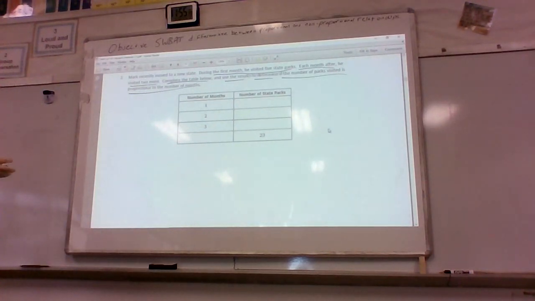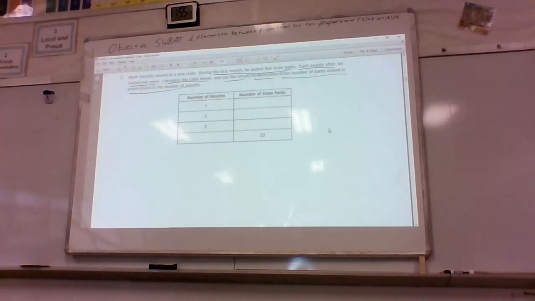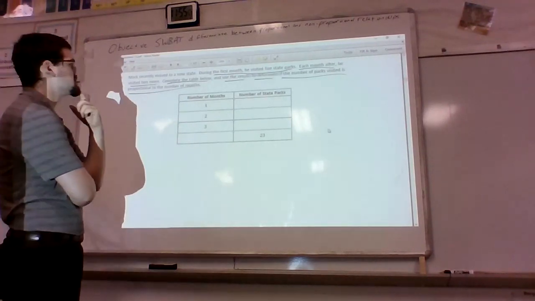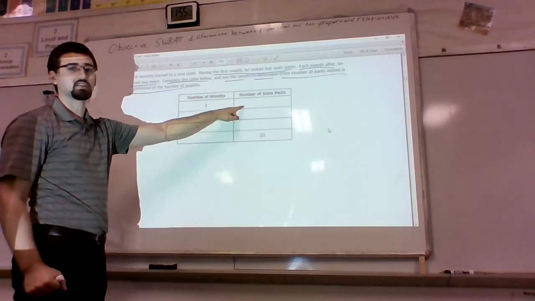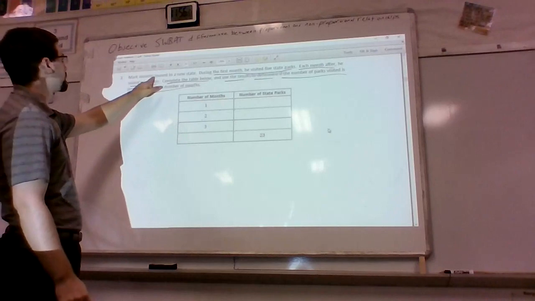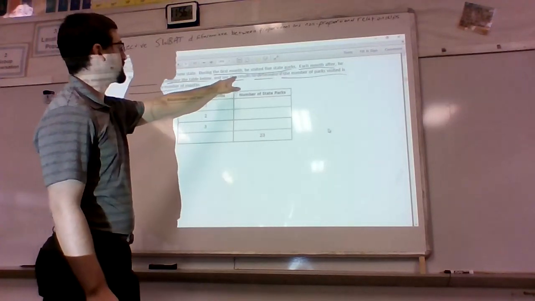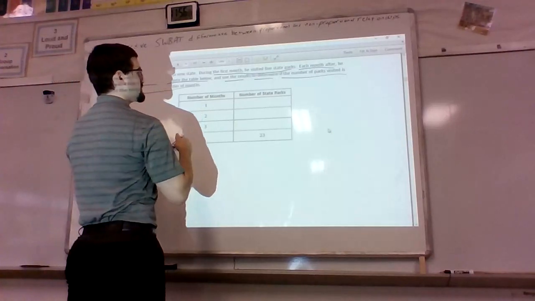Where do we start? Okay, I'm just looking at a chart. Now that we found the important information, we found our numbers, and we found what it's asking us to do, where do I start? Okay, let's fill in this chart. This is saying, after 1 month, how many state parks did he visit? Let's go back to this problem and look for information. During the first month, he visited 5 state parks. So after 1 month, he visited 5.